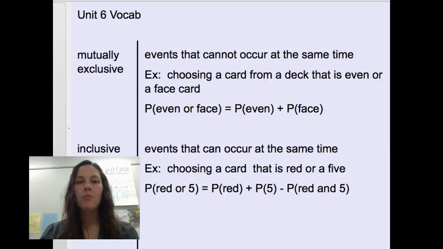Now we're going to learn about mutually exclusive or inclusive events. We actually saw both of these when we were looking at our theoretical probability, but now we're going to take a look at their official formulas and see some that might be a little bit more complicated.